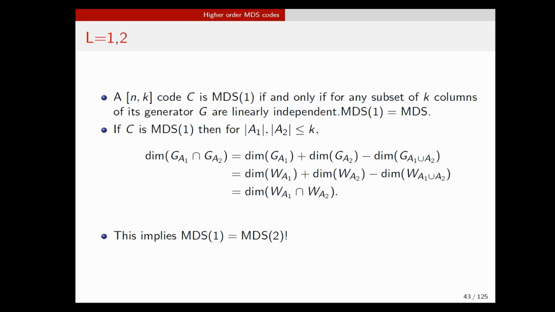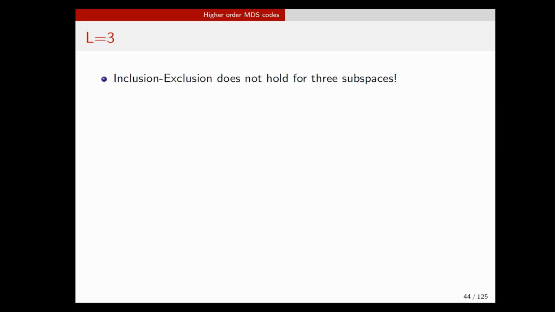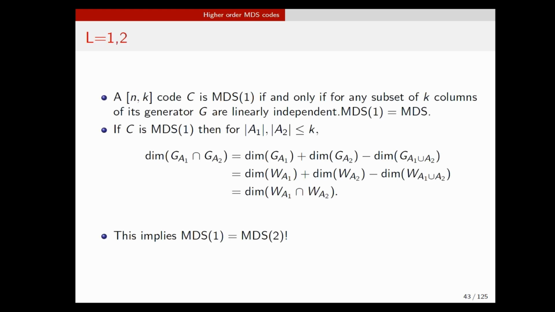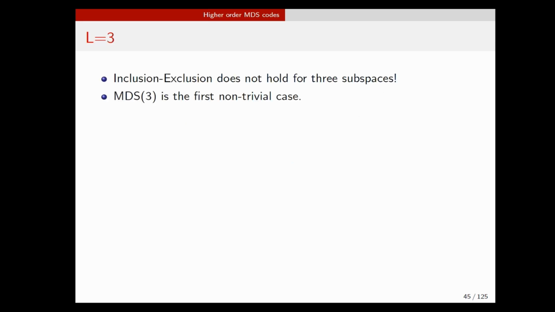Does that keep holding? It turns out, no, it won't. The reason is that the inclusion-exclusion property stops holding for subspaces. You can try proving this yourself, it is fairly easy. But when you try proving inclusion-exclusion for subspaces, you will realize that intersections don't distribute over spans. Intersections distribute over unions of sets, that's how inclusion-exclusion works. But when I take the span of two subspaces, I cannot take an intersection and start distributing it over spans. That's basically why inclusion-exclusion stops holding, and that's why MDS3 is actually a non-trivial new concept. So MDS1, MDS2 is not the same as MDS3.